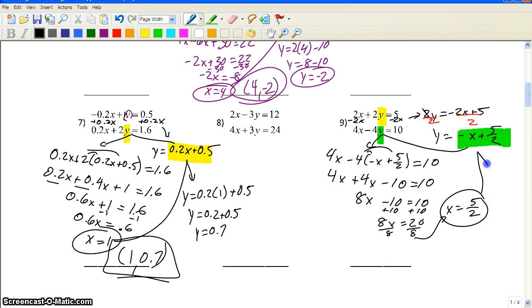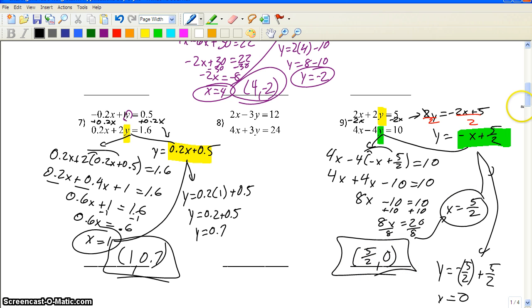After we get that, we put that in for x to solve for our y. I'm going to write it down here. So y equals negative 5 halves, so negative times 5 halves plus 5 halves, and that's going to be 0, so we get y is 0. So we get 5 halves, 0 as our solution. Now off to the next page, page 2.